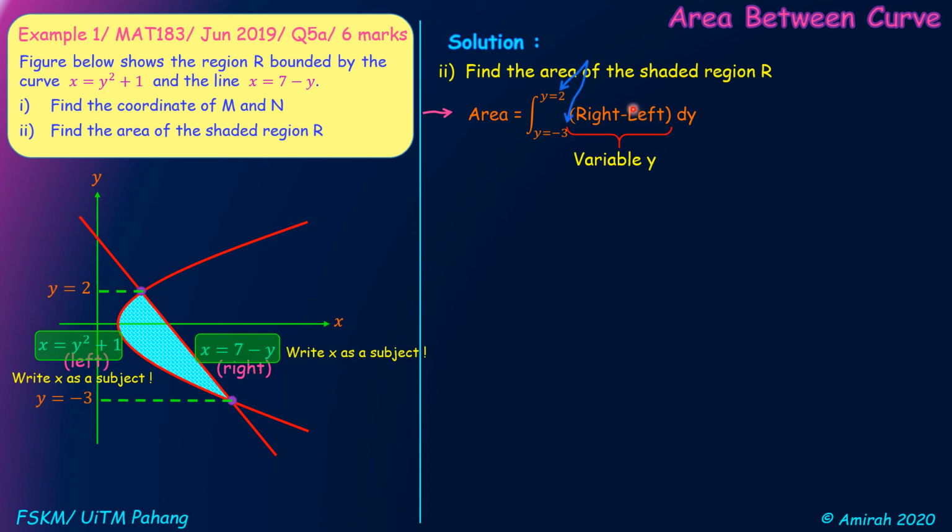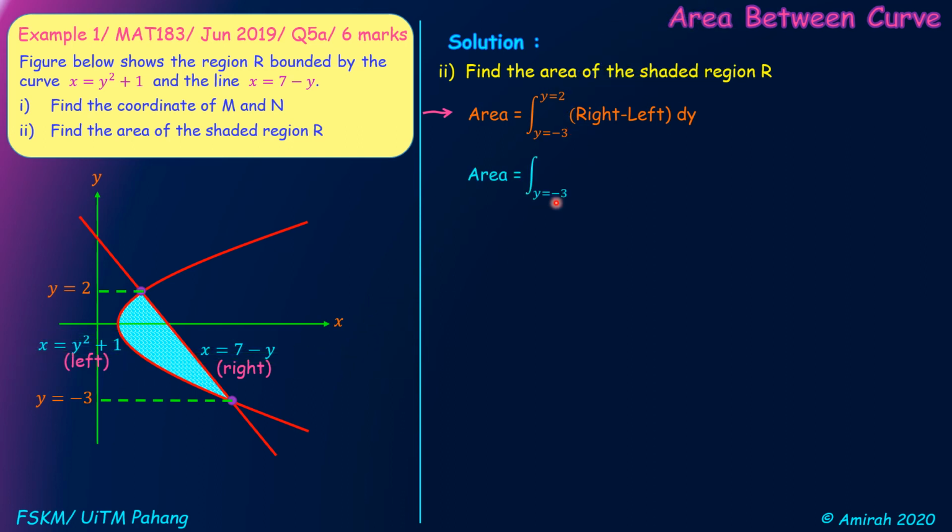Then we get x equals the function in terms of variable y. This is the lower and upper limit, and we use lower and upper limit on the y-axis. If we use integration with respect to y, we need to use lower and upper limit on the y-axis, and we need to write the function in terms of variable y, writing x as the subject. Got it?